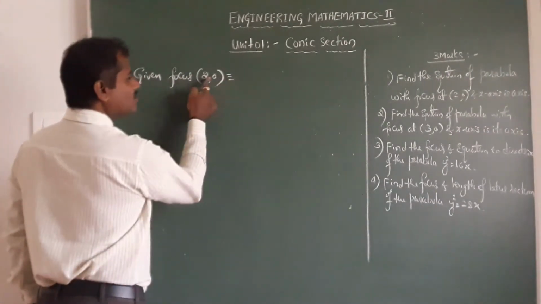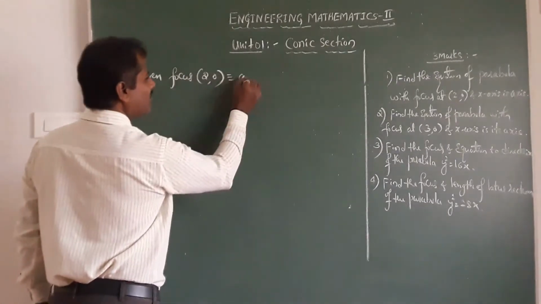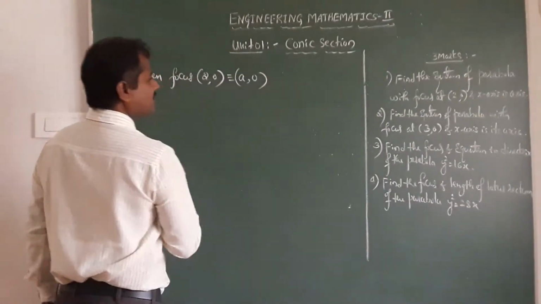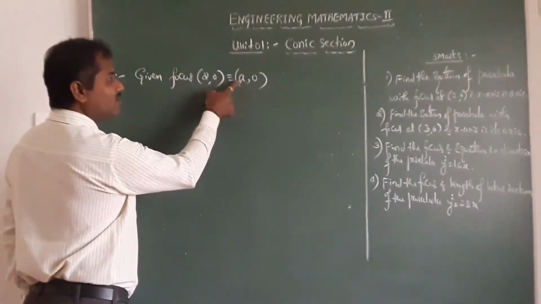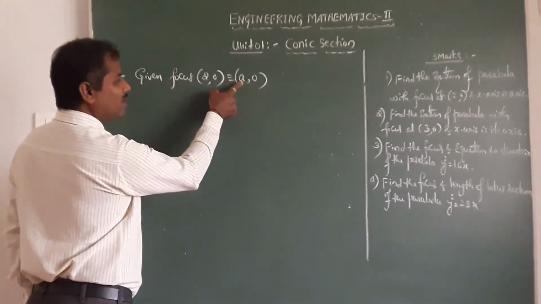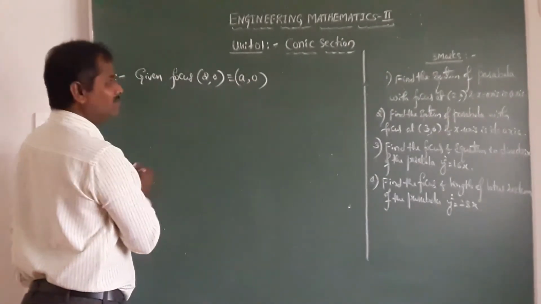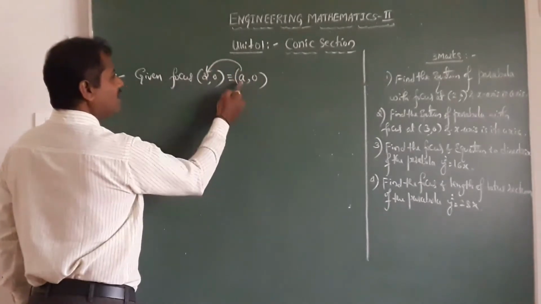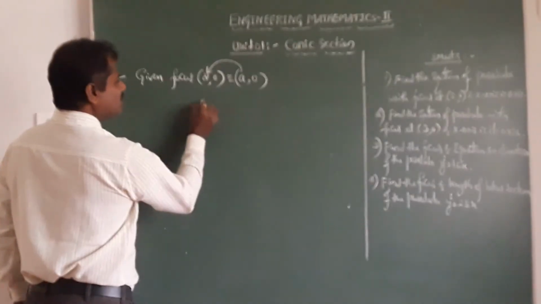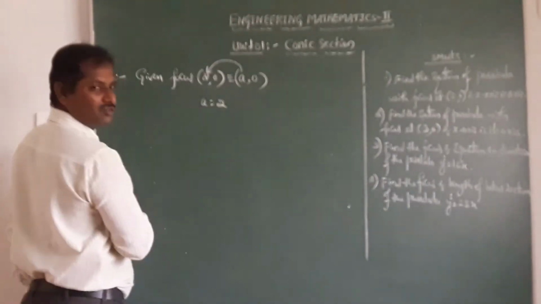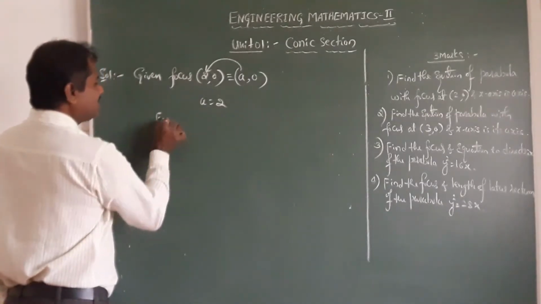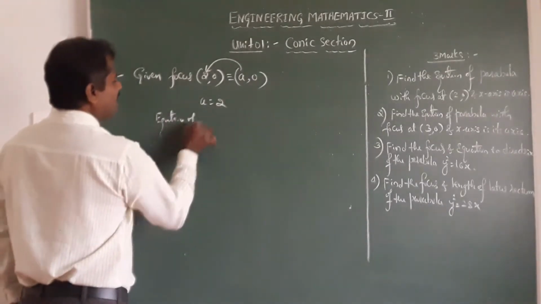This focus 2, 0 is in the form of a, 0. We have already known that the focus of the parabola is a comma 0. So we can compare the value of a with this 2. So you will get the value of a is equal to 2.